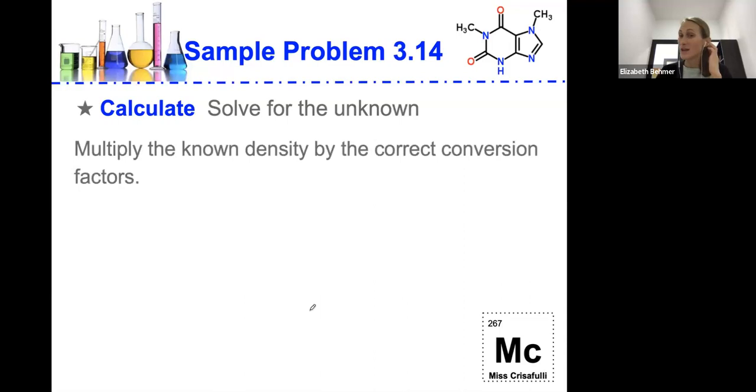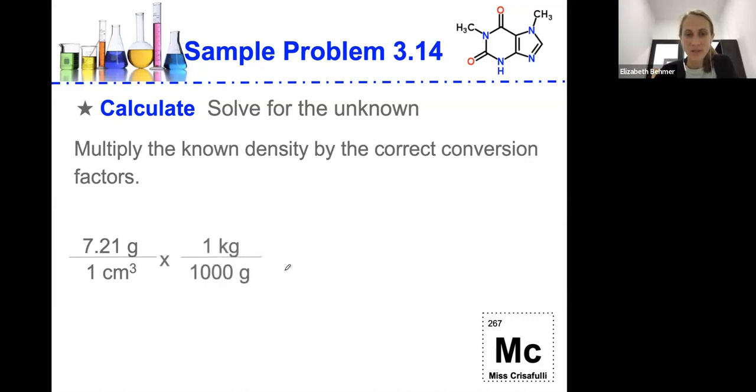So let's solve for the unknown, multiplying the known density by our correct conversion factors. So here's the known density, 7.21 grams per centimeter cubed. We are going to multiply by our conversion factors. So let's first multiply, getting rid of grams. 1 kilogram is equal to 1,000 grams, and our grams will cancel out. Now let's get our centimeters out of there first.